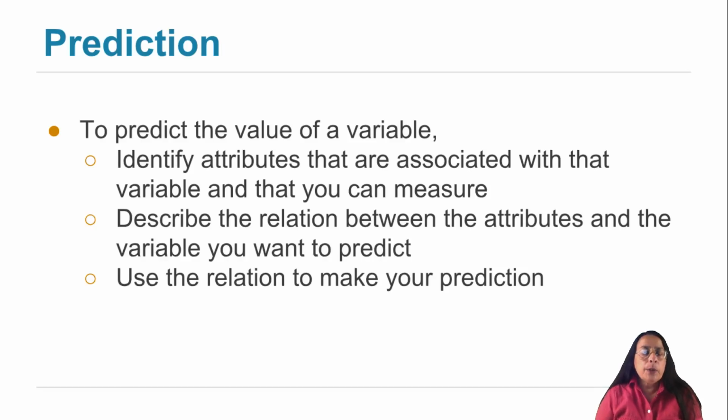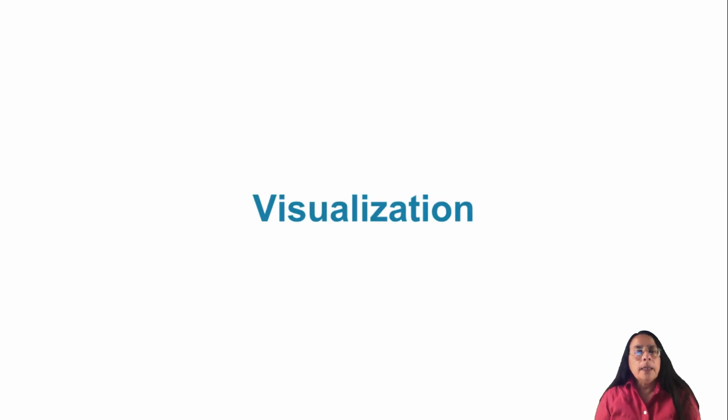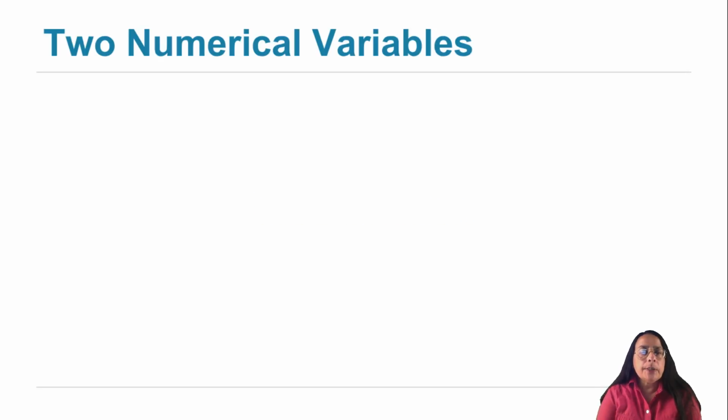This relies on your being able to describe as precisely as possible the relation between the attributes and what you're trying to predict. And so we're going to start out by trying to describe the relation between two numerical variables. As always, it's good to start with visualization, and if you are trying to describe the relation between two numerical variables, you'll recall that what you do is you draw a scatter plot.